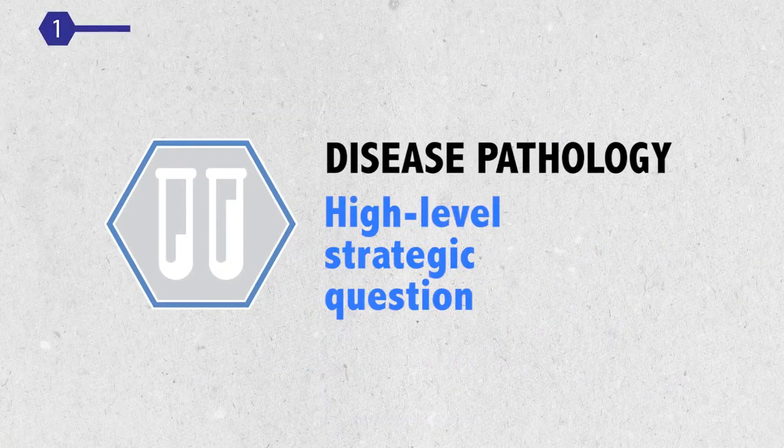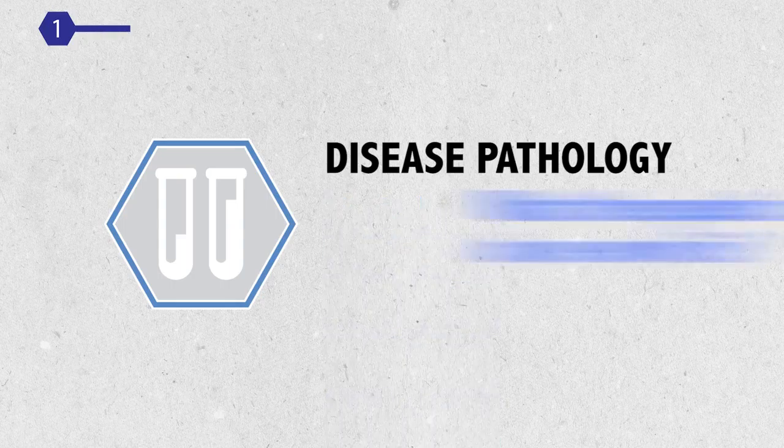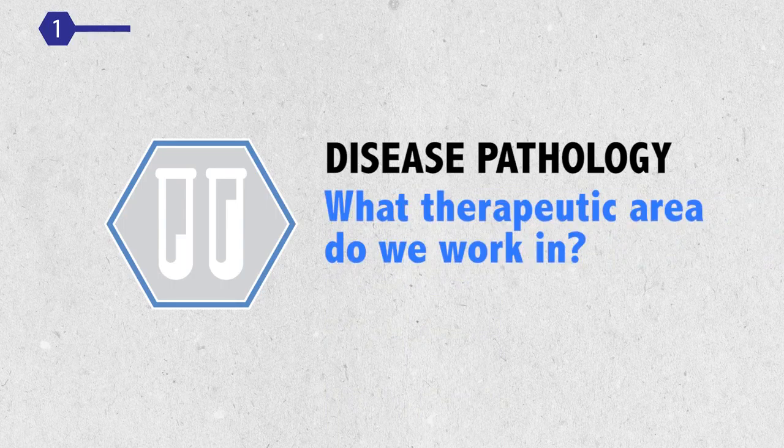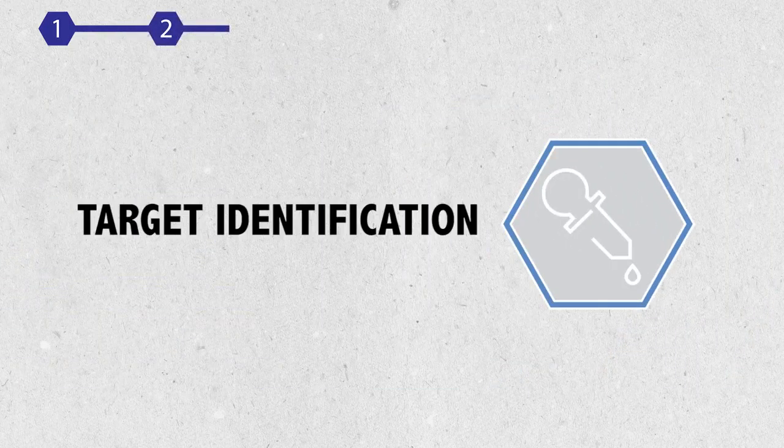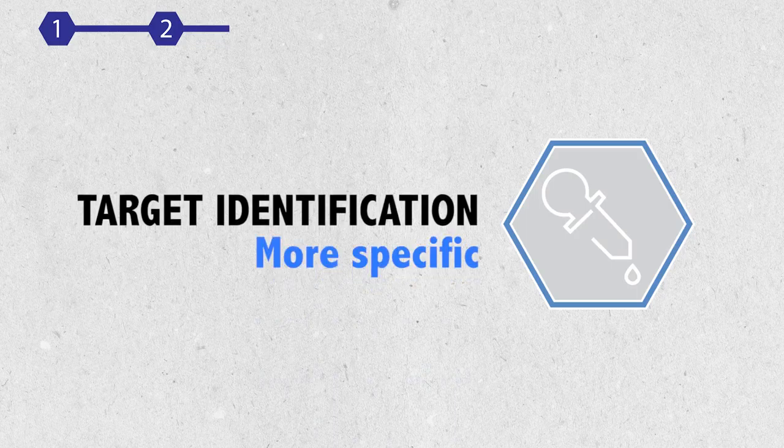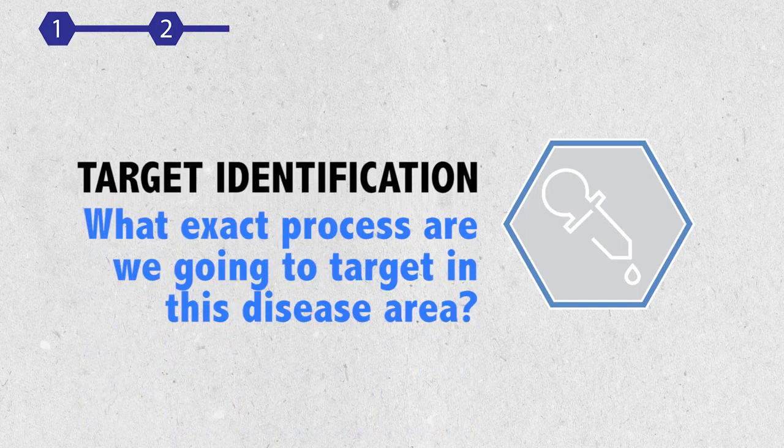First one, disease pathology. This is a high-level strategic question. What therapeutic area do we work in? What disease are we targeting? The next step is target ID. That is more specific. This is when we start saying, what exact process are we going to target in this disease area?